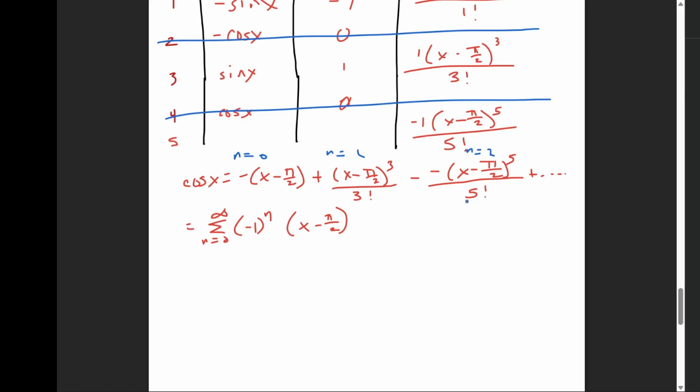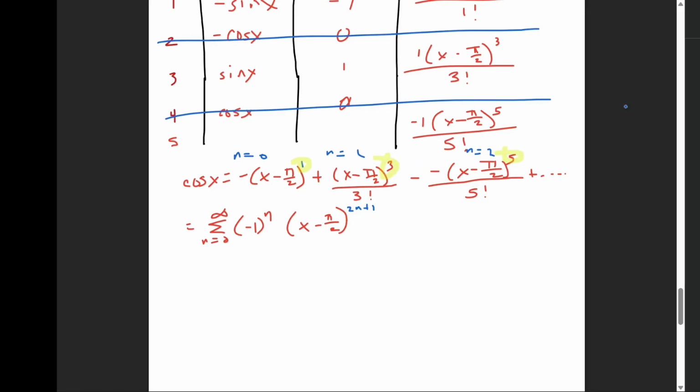So that's crossed off. Now we see the power is increasing by 2: 1, 3, 5. So 2n, but it's not even, so we add 1. If we plug in n equals 0, 2 times 0 plus 1 is 1. That's where we get this one right here. And if we plug in n equals 1, 2 times 1 is 2, plus 1 is 3, and that's n.